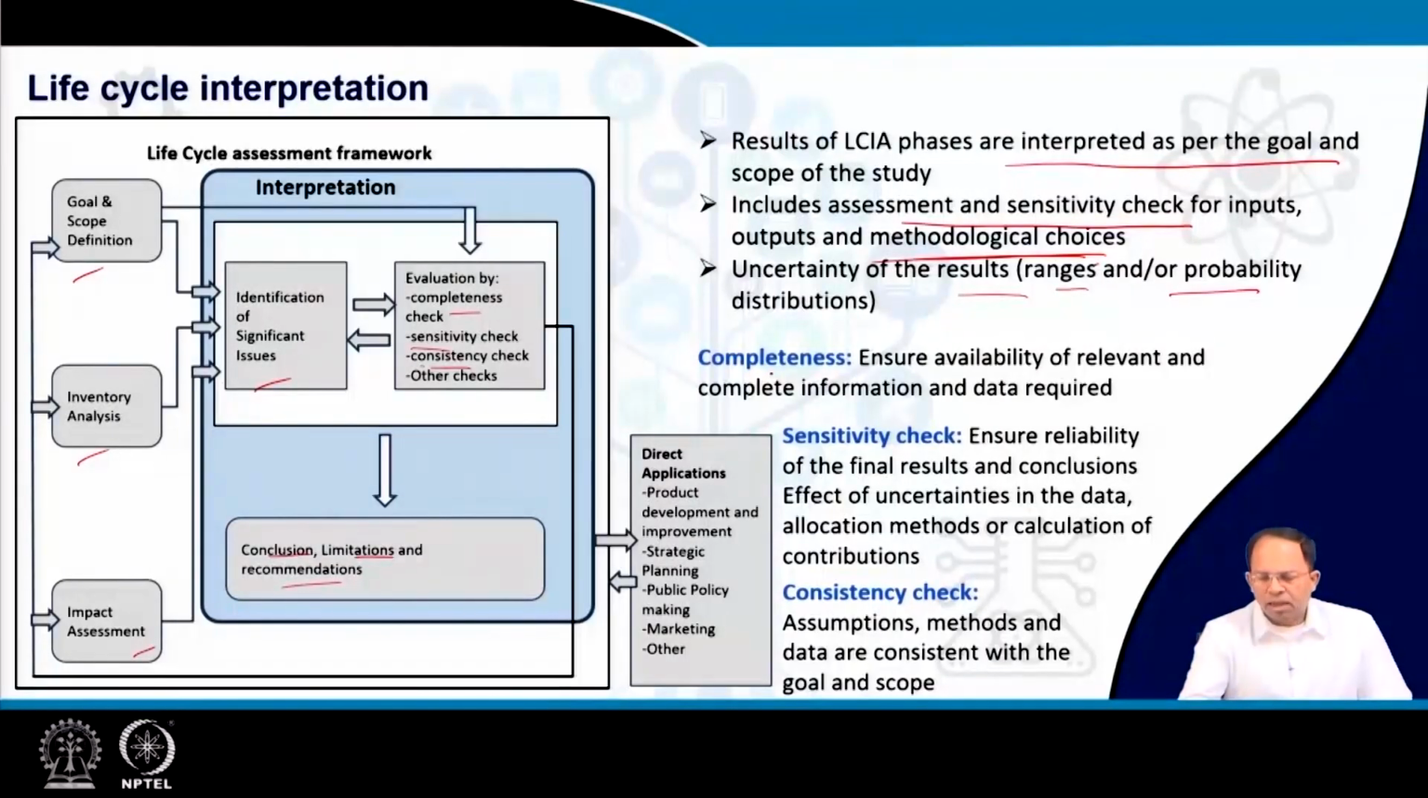Then the different checks. Completeness ensures availability of relevant and complete information and data required to do this kind of checks. So, completeness check of the data. Sensitivity check ensures reliability of the final results and conclusions, because we are checking what affects what, and we are checking that multiple times. The effect of uncertainties in the data, allocation methods or calculation of contributions is actually taken care of in this particular step. Consistency check: assumptions, methods and data must be consistent with the goal and scope. That consistency check also has to be done.